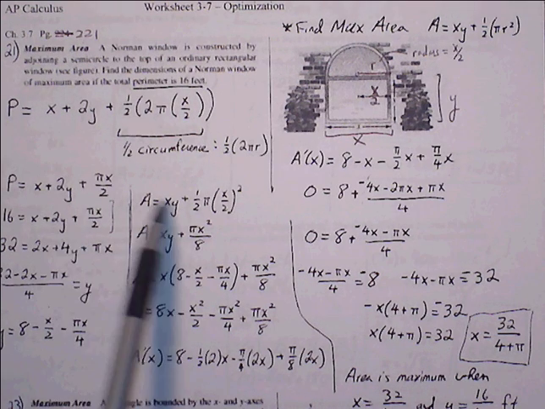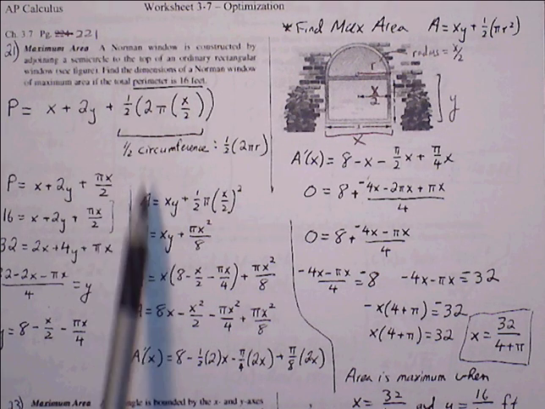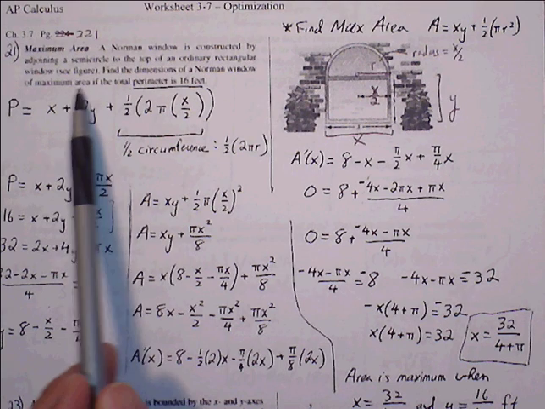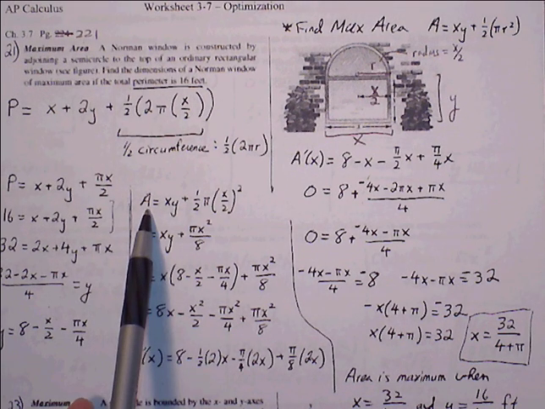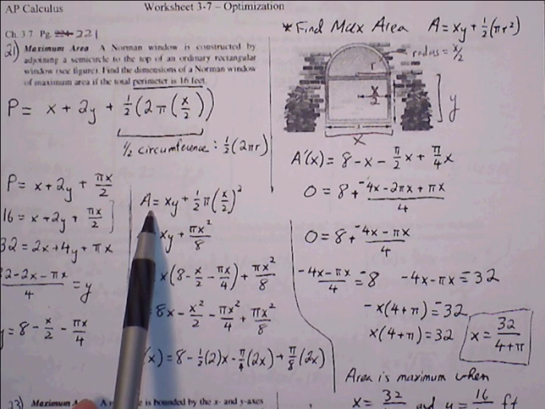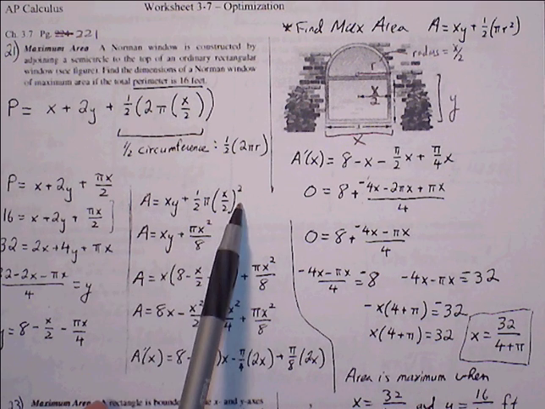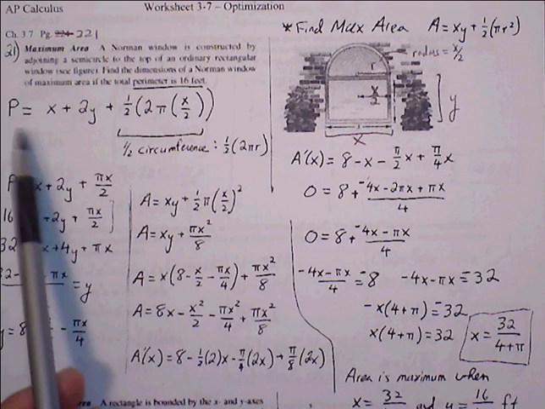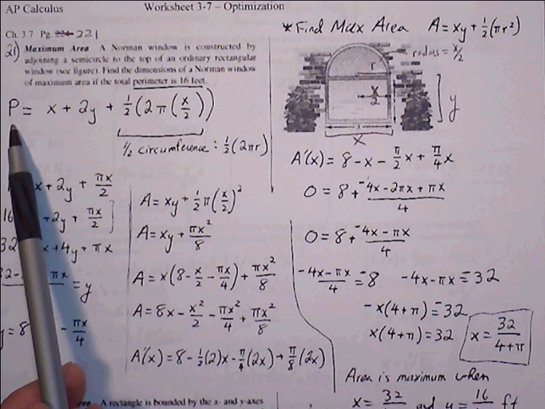So the two equations we're dealing with are going to be perimeter and area. We're trying to find the maximum area, so we're trying to optimize the area equation. Eventually, once we create the area equation, we want to get the right side down to one variable. Okay, so let's talk about the two equations here. We have the perimeter and the area.